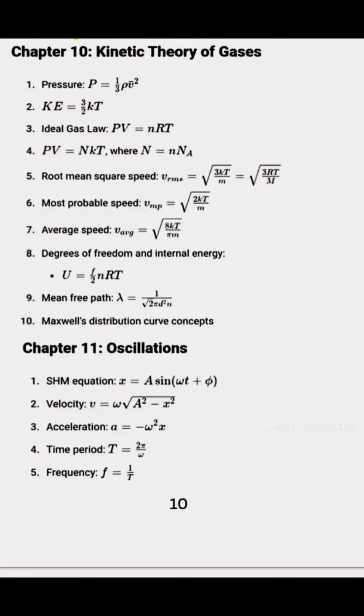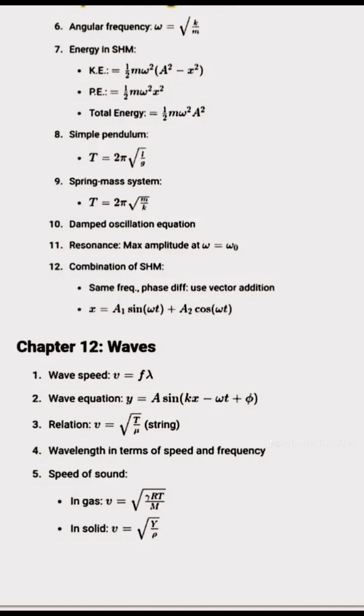Then Unit 10, kinetic theory of gases, and in kinetic theory of gases we have different formulas: pressure, kinetic energy, ideal gas. And the same I have added in Unit 11, that is oscillation: simple harmonic motion equation, and velocity, acceleration, time period, and frequency equations are there. Then after that there is angular frequency, energy in simple harmonic motion, simple pendulum, spring-mass system, damped oscillation, resonance, and combination of simple harmonic motions.